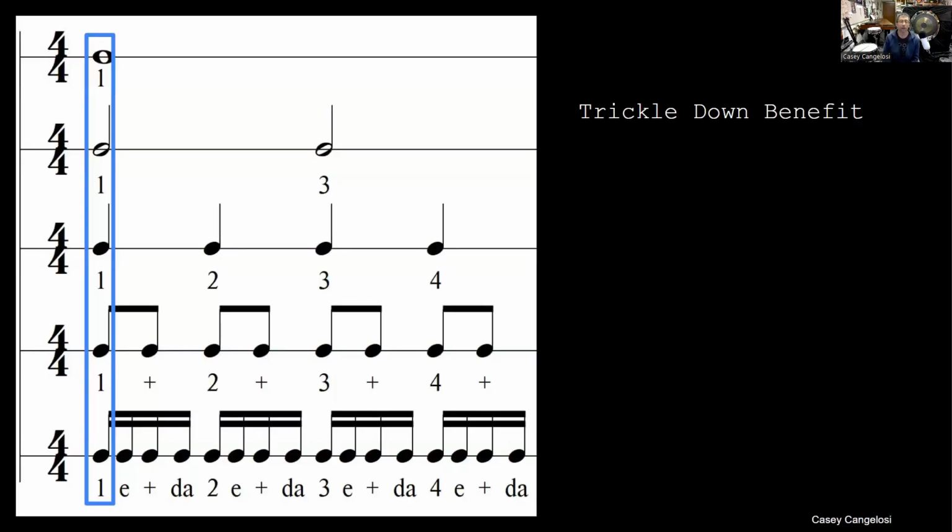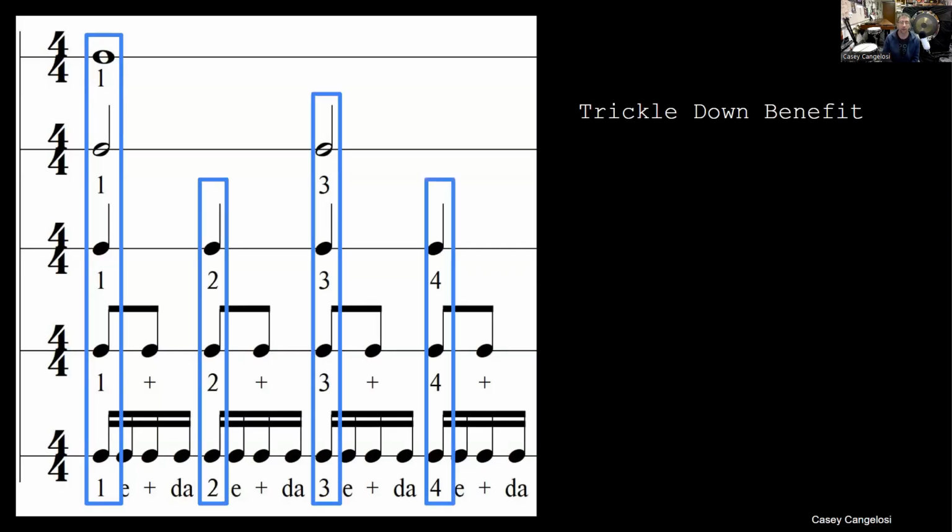So probably my favorite thing about this counting system is what I'm going to call today just the trickle down benefit. Every beat gets a number, and that happens no matter what time signature and meter you're in. We're in 4/4 right now, but if we were in 6/4, this would go all the way to 6. If we're in 3/4, it would just go to 3, so on and so forth.